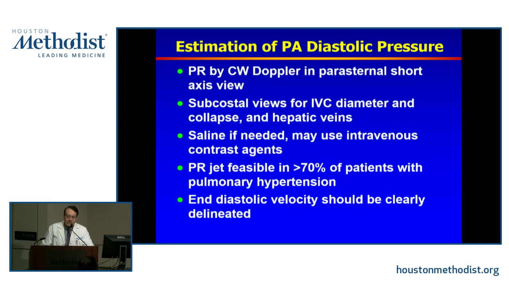PA diastolic is another piece. Probably the feasibility of PA diastolic estimation is much lower than PA systolic, though where labs look for it routinely, expect the feasibility to be higher. We mentioned several views in the parasternal short axis and also in the subcostal where you can get pulmonic flow and PR jets. We still need RA pressure estimation, and the feasibility is more than 70%.